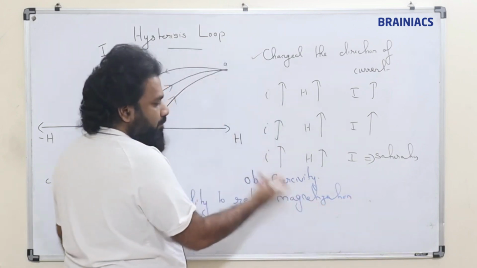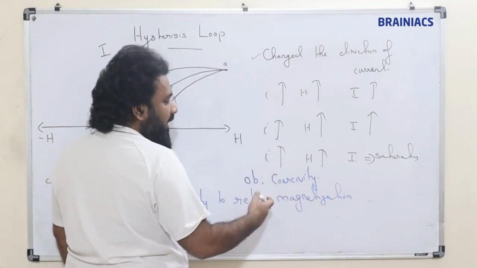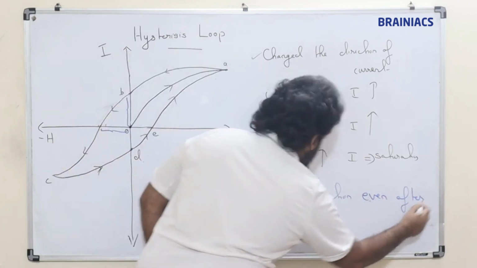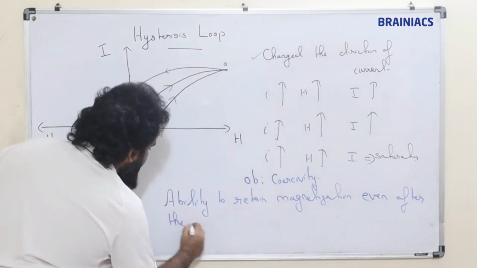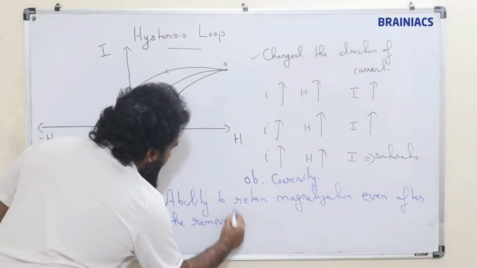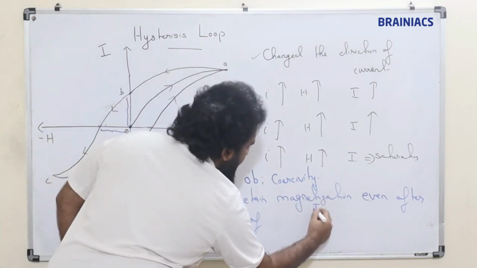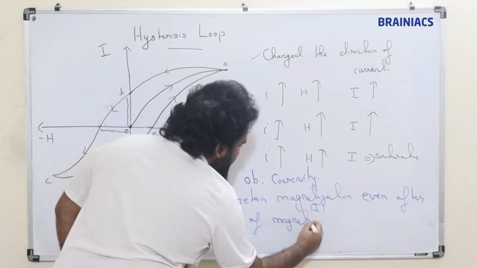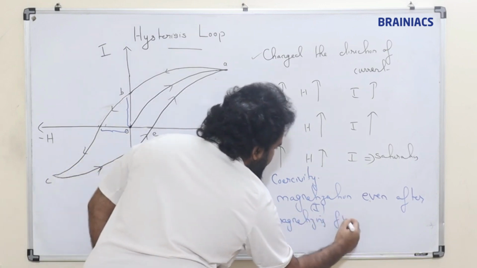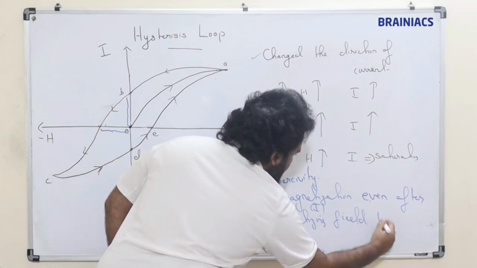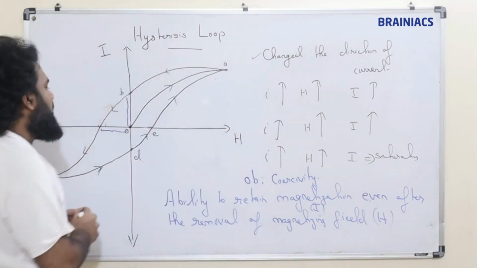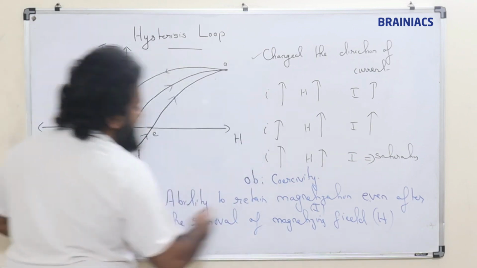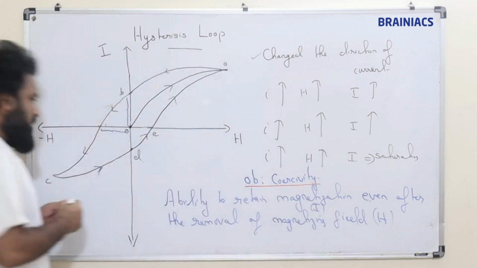Magnetization is what? Magnetic property, ability to retain that magnetic property even after the removal of magnetization. Magnetization is what actually, I vector, even after the removal of magnetizing field H. Clear or what? So that is what is coercivity. Okay, coercivity. Clear?